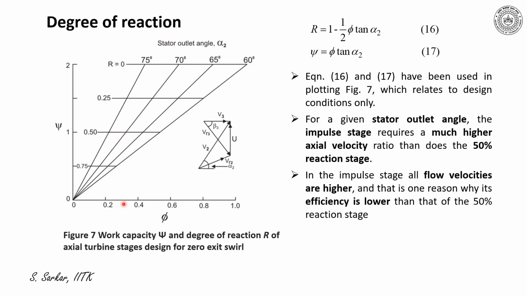So from this plot, it is very clear that impulse stages require a much higher axial velocity ratio than 50% reaction machines. Thus, in the impulse stage, all flow velocities are higher, and that is one of the reasons why the efficiency is lower than that of the 50% reaction stage.